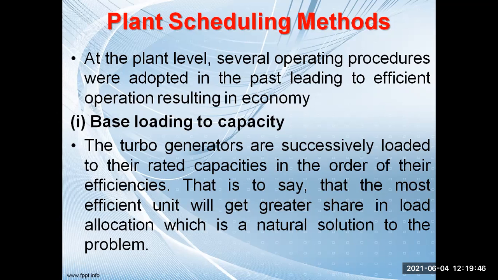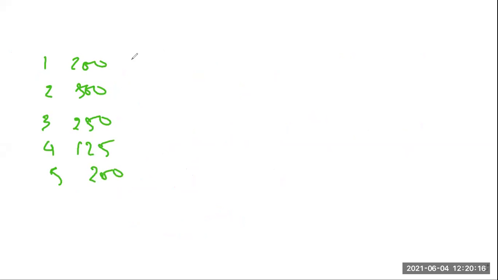Let us say the 4th generator has the highest efficiency. I will tell you on the board. It's a very easy thing. So there are 5 generators: 1, 2, 3, 4, and 5. Their capacities are, let us say, 200, 500, 250, 125, 200. And their efficiencies are, let us say, 94, 92, 90, 98, 93.